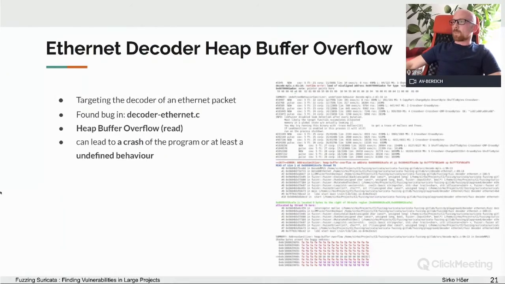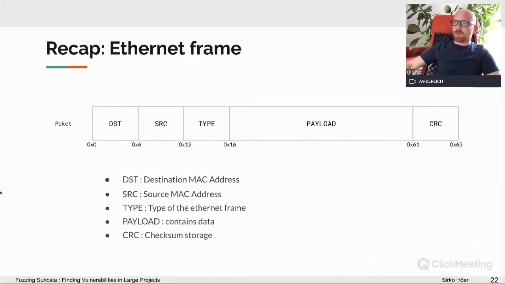And a short recap: an Ethernet packet is part of a network frame and consists of metadata like destination and source address, and the type. The type is very important at this point. And the payload. The payload consists, for example, of other layers like IP or TCP.